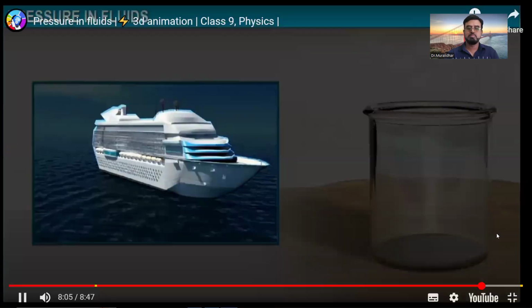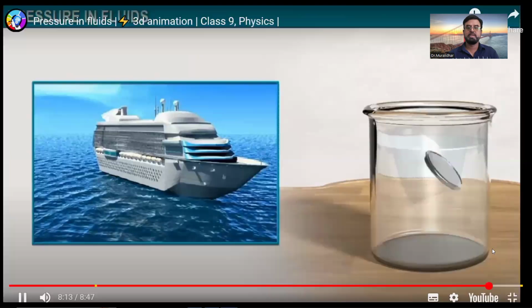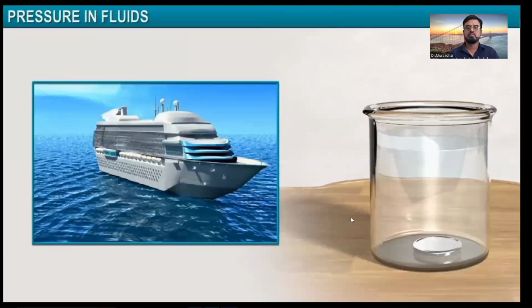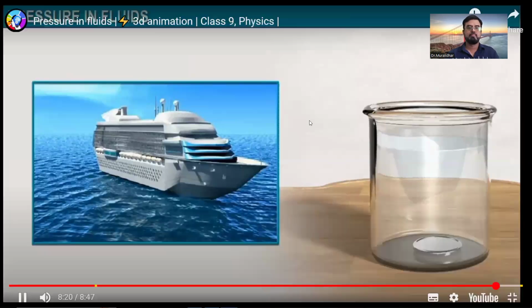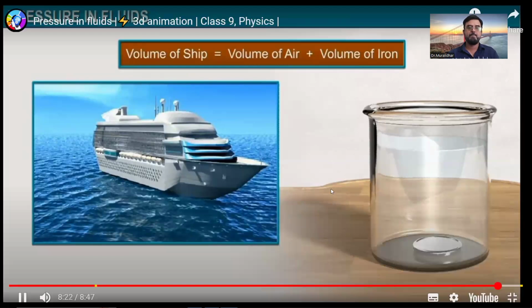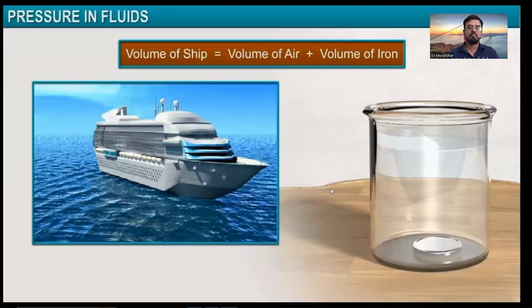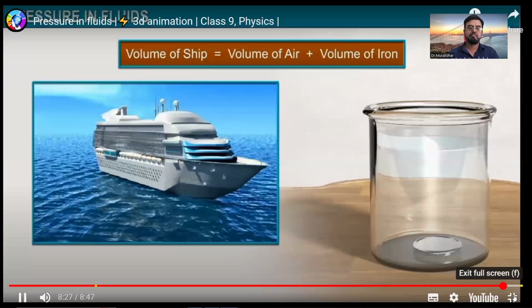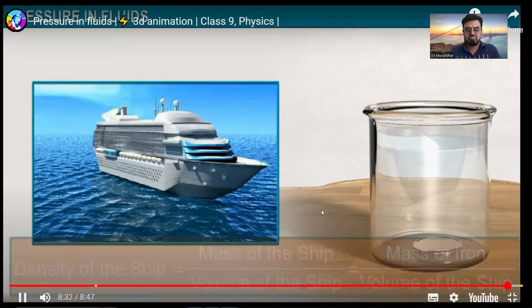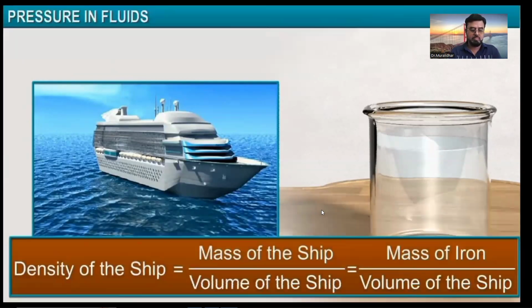The reason for flotation of the ship is similar to that of the flotation of the glass bottle. Even though the density of iron is more than that of water, the ship does not sink. The total volume of the ship includes the volume of the air in the ship and the volume of the metal used in making of the ship. This reduces the overall density of the ship to a value much less than the density of water.